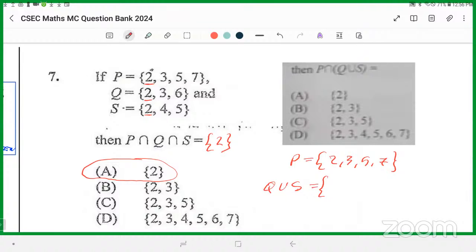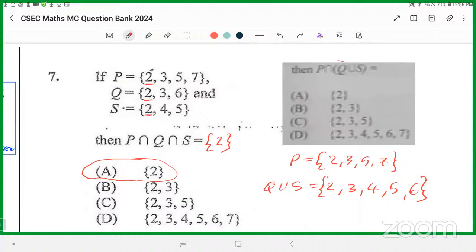So Q union S now is these two. Remember, I can't repeat any of the values. So we have 2 there. Then we have 3. Then we have 4. Then we have 5. Then we have 6. This is the union of Q and S now.